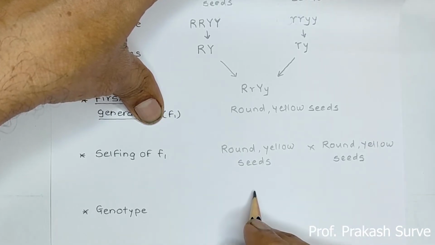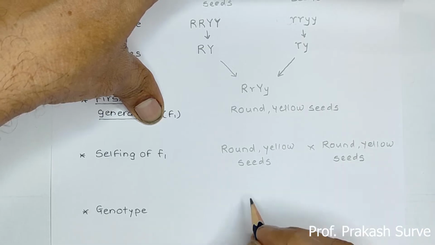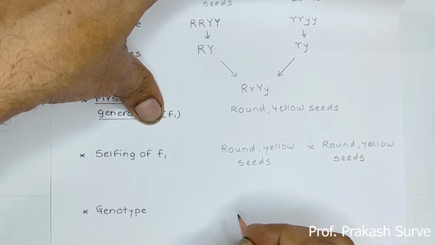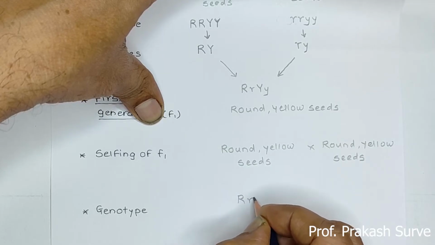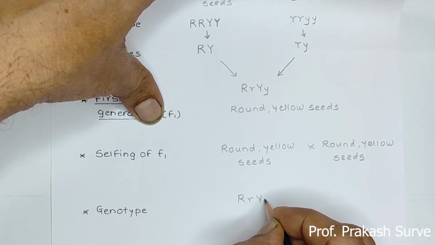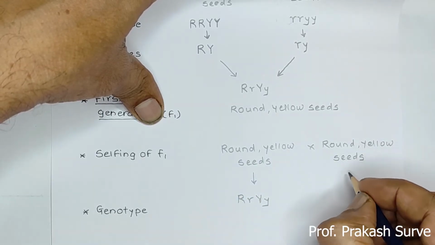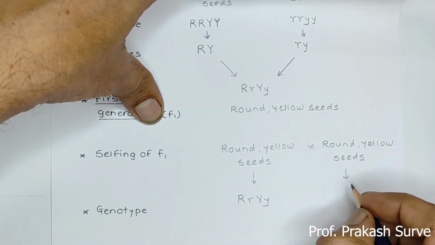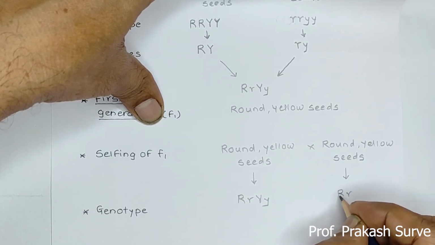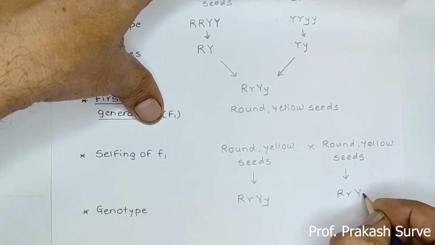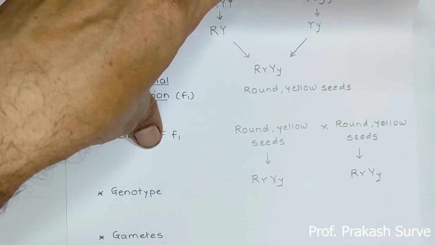Now from that, we get the gametes. After this, we'll find the genotype. So what is the genotype of this? Same: capital R, small r, capital Y and small y. The genotype of this will be the same because it is a hybrid one: capital R, small r, capital Y and small y. Now here you have to write carefully.